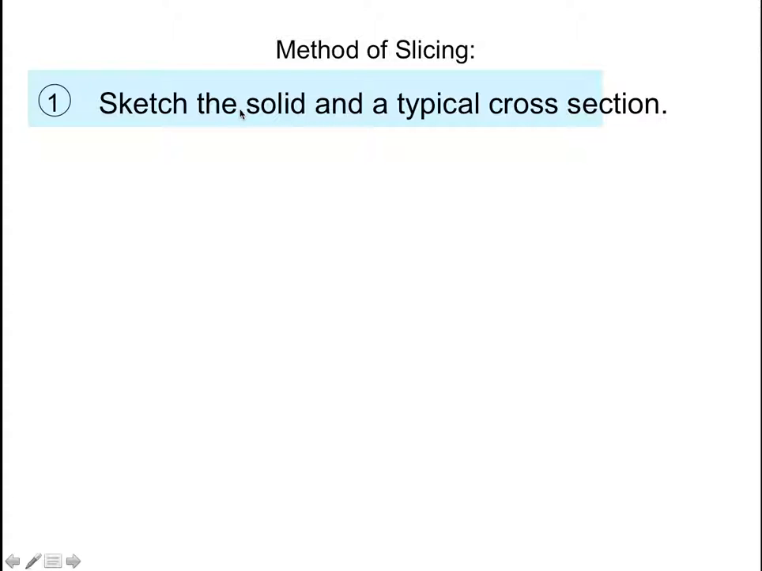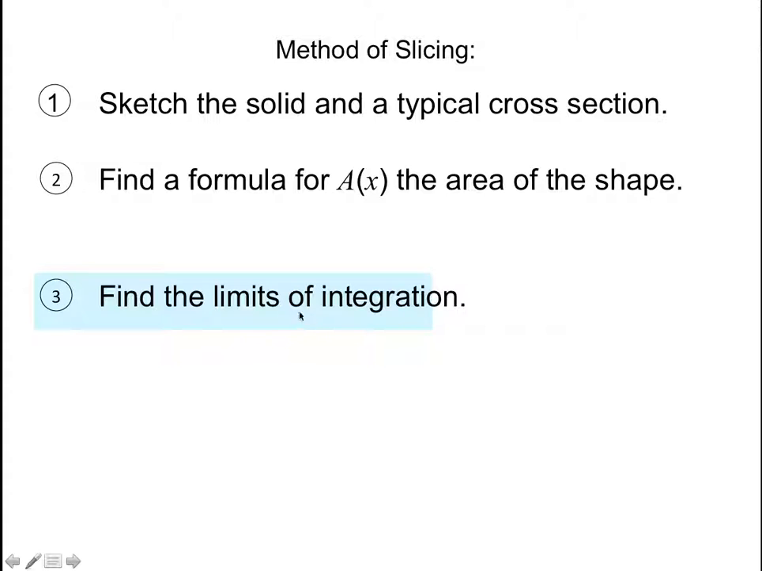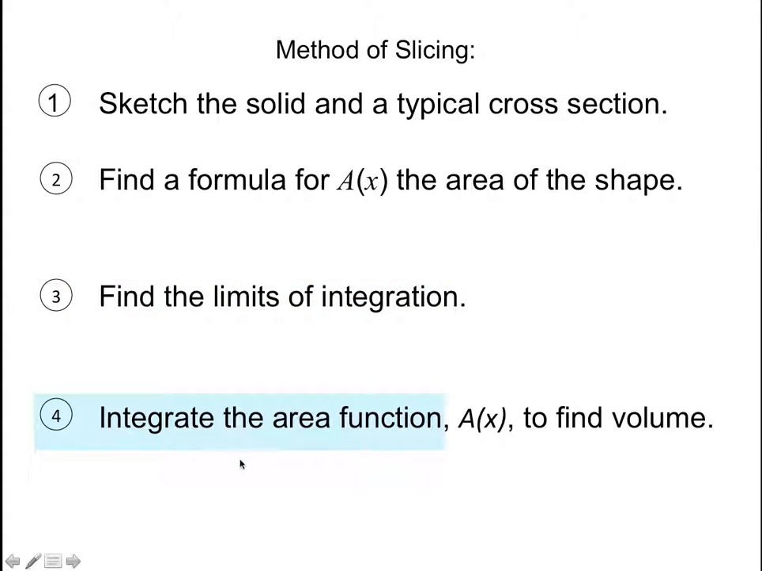The first thing we want to do is sketch a solid of typical cross-section. I'll get more into that when we go through an example. But then we want to find an area function for that cross-section. And once we have that area function, we just need to see where we want to stack the slices. Those are our limits, and then we can just integrate and evaluate that.